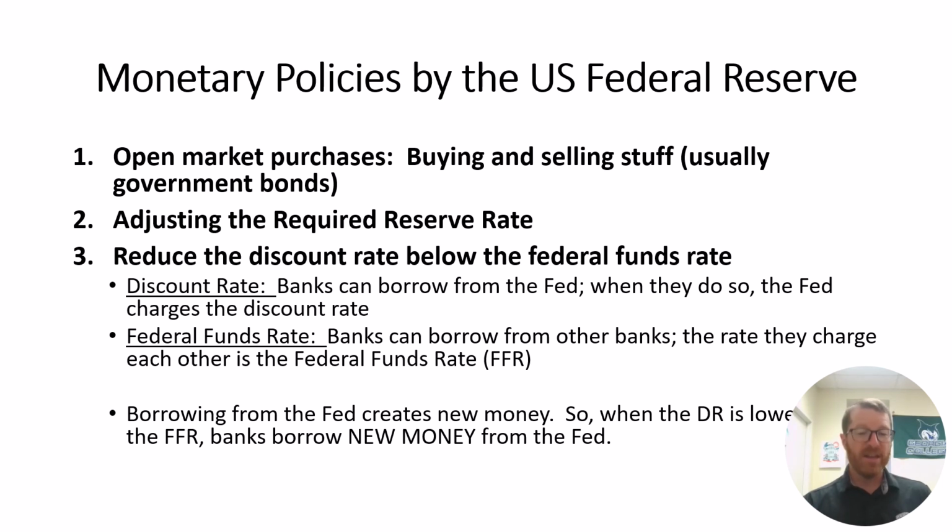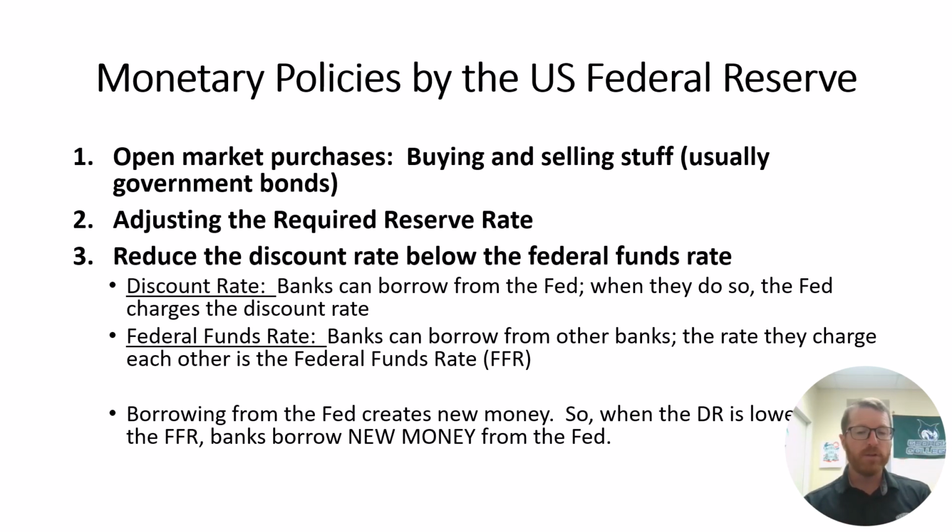Now, there's a connection between the discount rate and the federal funds rate. The federal funds rate is pretty much always below the discount rate. Think about why, all right? If I'm a bank and I need money, if the Fed is charging 5%, the only way another bank is going to be able to loan to me is if they charge me less than that. So the discount rate becomes a ceiling on that federal funds rate. The federal funds rate very rarely goes above the discount rate.